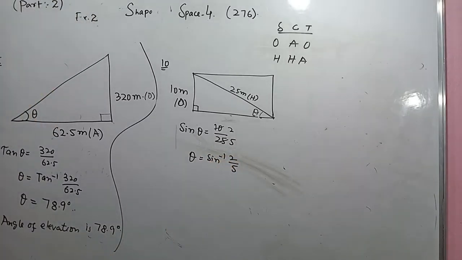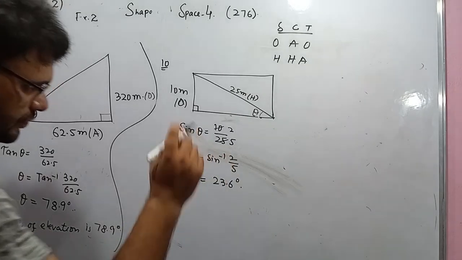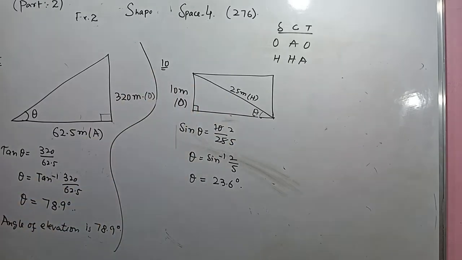Then you can calculate this on the calculator. We have here sine inverse of 2 divided by 5, that is 23.57, and we are going to write it up to 3 significant figures. That is 23.6 degree. So this is the required angle that we need to find.